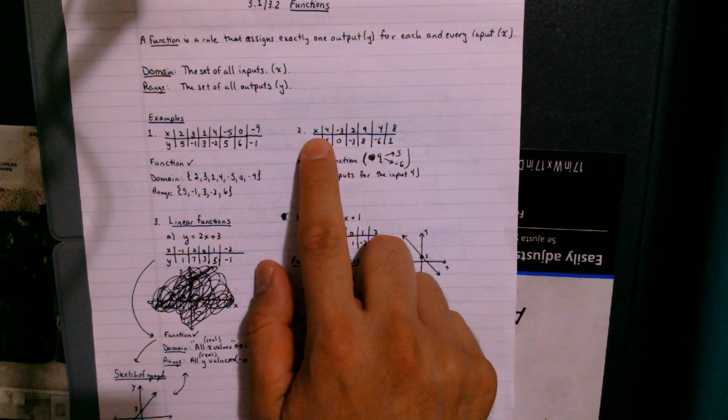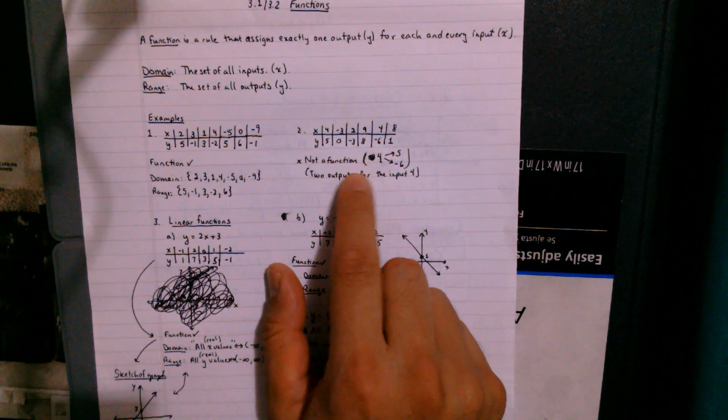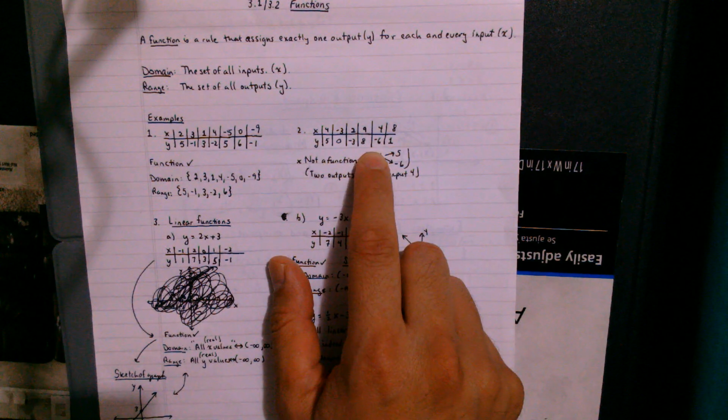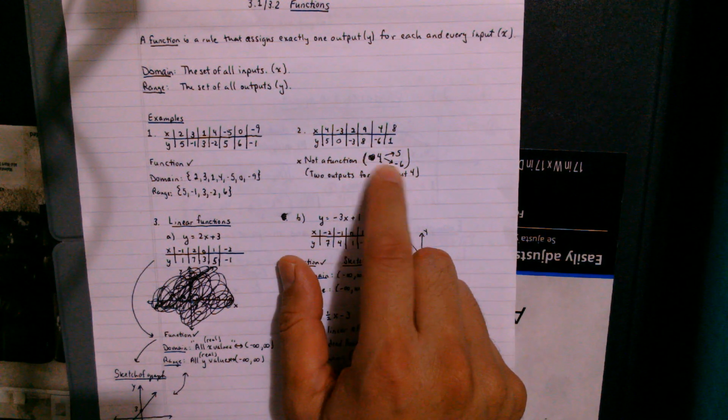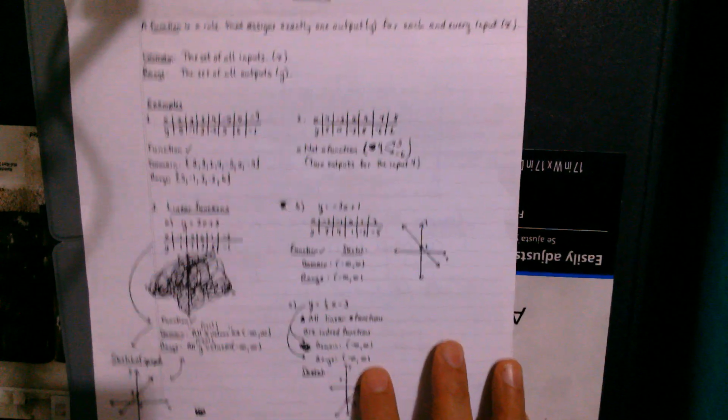This one's not a function because 4 cheats. He goes to 5 over here, and he goes to negative 6 over here. So you can say no x can have more than one y. In this case, this x, 4, cheats and has 2 outputs, so that can't be a function.